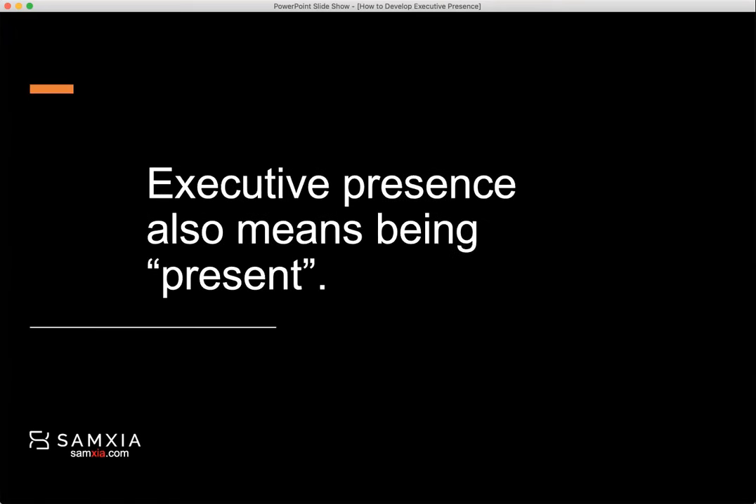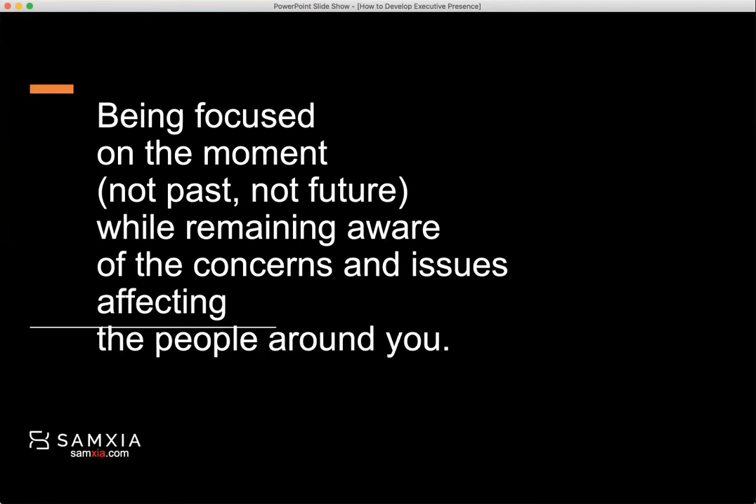And executive presence also means being present. It has nothing to do with the title. You don't necessarily need to be a leader to have executive presence. When you have executive presence, then you will be a leader, not the other way around. You want to be present, meaning being focused on the moment, not past, not future.